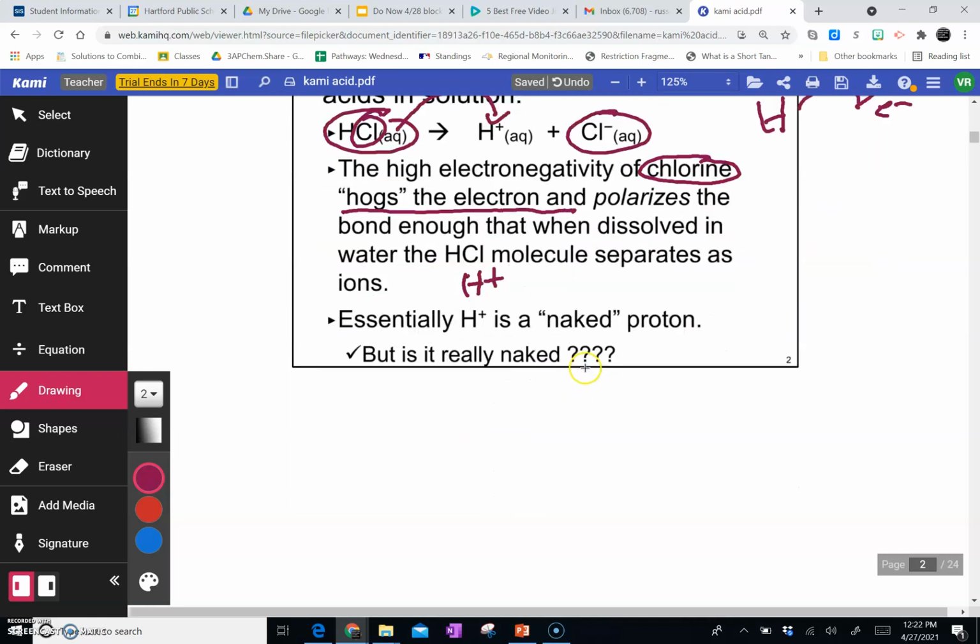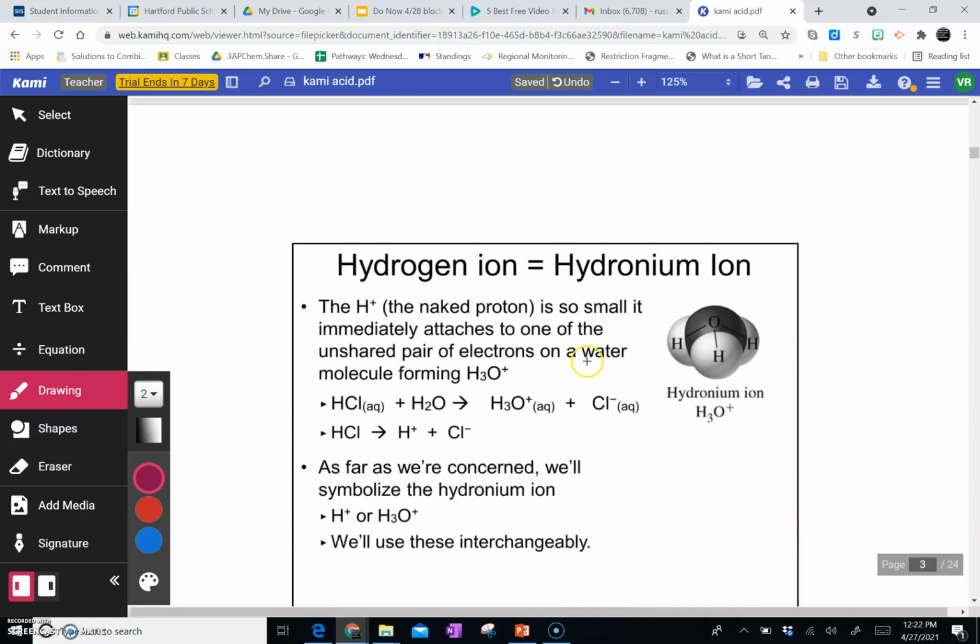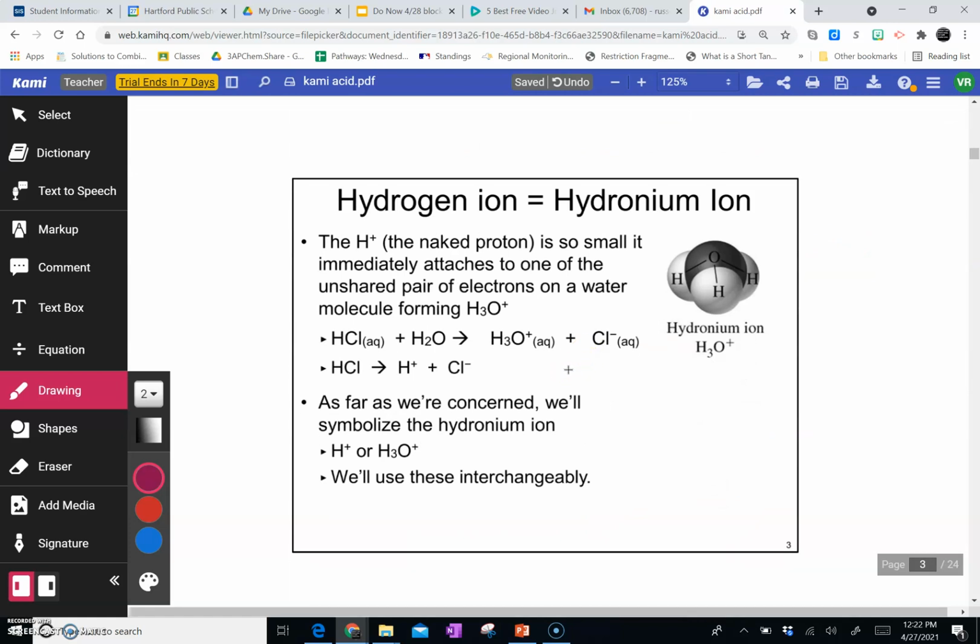But what generally happens in water, remember, you're putting this in water, is that instead of floating around just as H+ in solution, it actually hangs onto a water molecule. So H2O gains an H+, and it becomes H3O+, which is called hydronium.